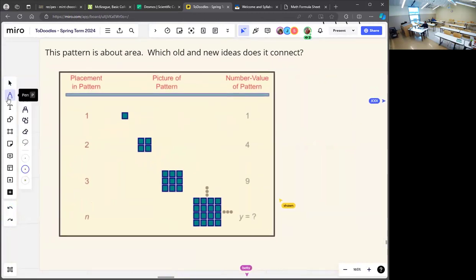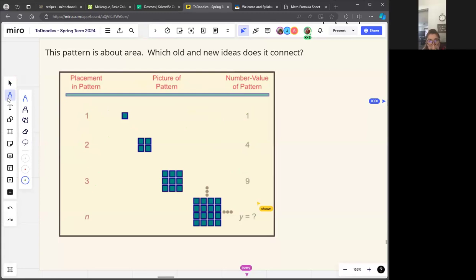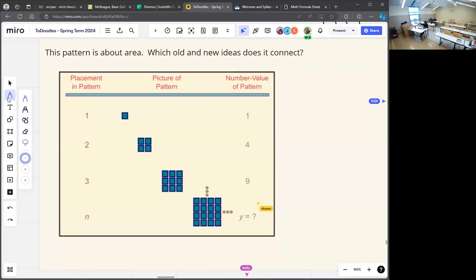How do I do my pattern this time? How do I get from 1 to 1? Or 2 to 4? Or 3 to 9? You're on the right track. I'm multiplying it by itself. Square root would be the other direction. Okay, so let's reverse that.